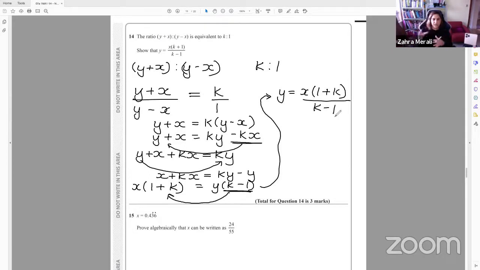I've just moved them onto either side to make it easier to see, but it's the same as x(1 plus k) over (k minus 1) equals y, because that's what you're left with. So you've shown the answer, and that would get you the marks for showing it. But because it's a show that, you need to write out every single one of the steps. So this is a non-calculator GCSE higher paper.